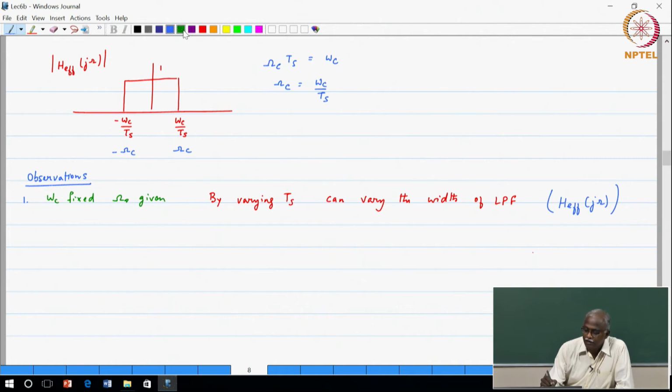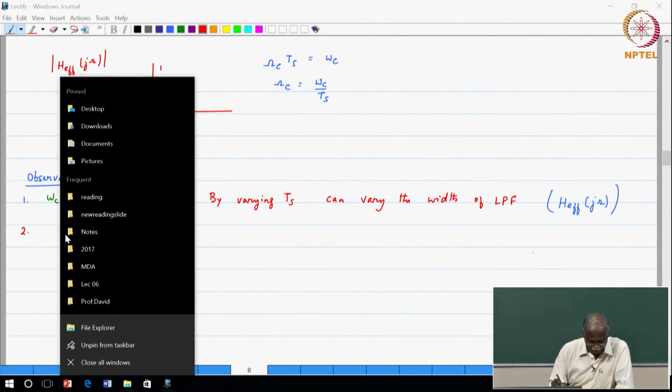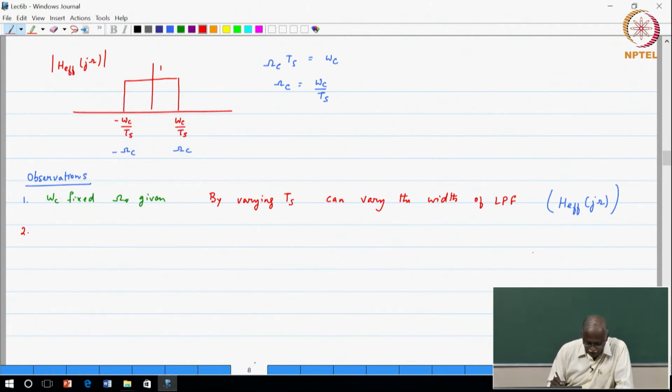If you are comfortable with that observation, let us write down the second observation. Now, if you did end up choosing your Ts such that this relationship holds, omega c by Ts, what would happen? If this happens, what happens?